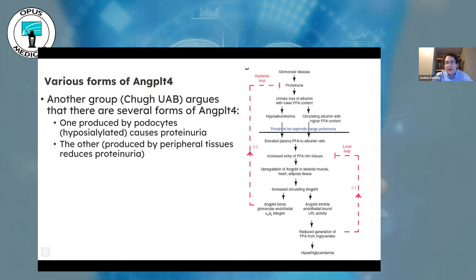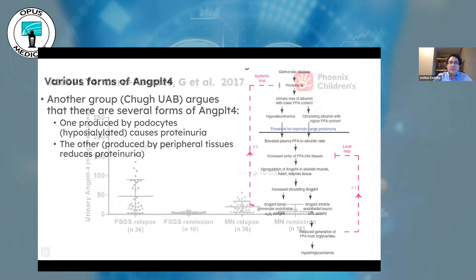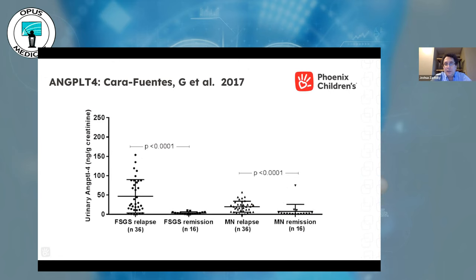And of course, I've simplified the scenario here just to make it convenient for me to explain it. But another group argues that there are several forms of angiopoietin-like 4. One that's produced by podocytes causes proteinuria. The other is protective. And we haven't heard much more from this story. Unfortunately, there's not a lot of data looking at angiopoietin-like 4 in humans. There's just limited stuff looking at that. Indeed, patients with FSGS definitely have a high level of angiopoietin-like 4, although we do see a signal in patients with minimal change and membranous nephropathy, though.